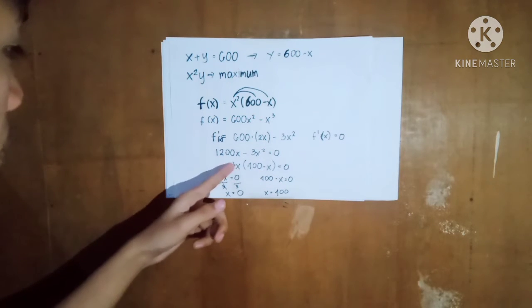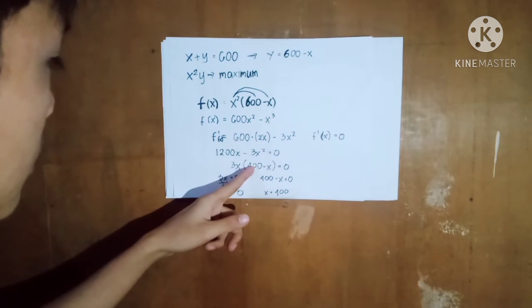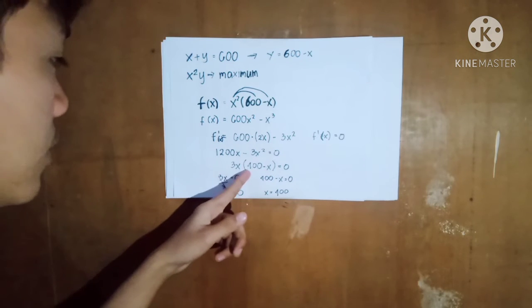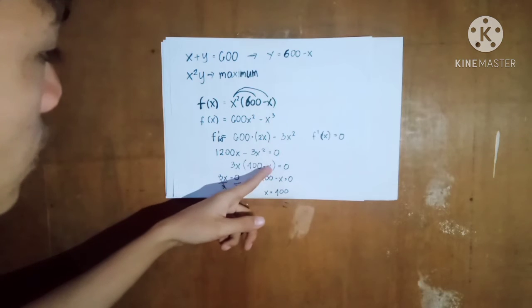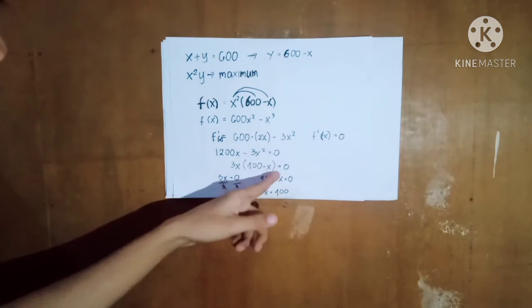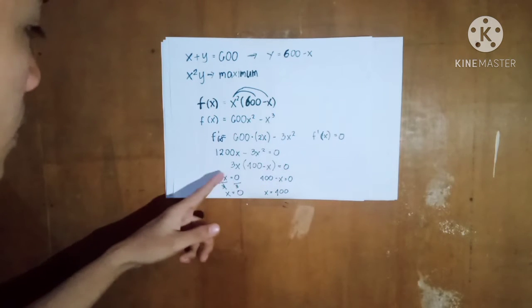So, yung 1,200 magiging 400, since 1,200 divided by 3 is 400. And 3x squared divided by 3 is x squared, 1 na lang yung exponent, x na lang. So, equate natin sila sa 0. Ang both factor natin, i-equate natin sila sa 0.